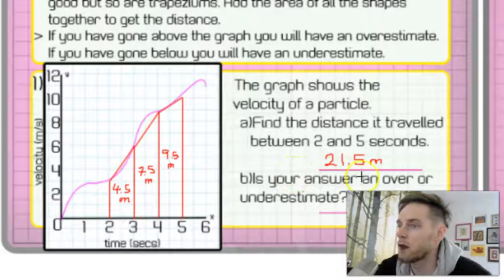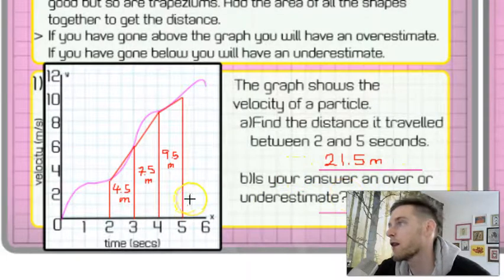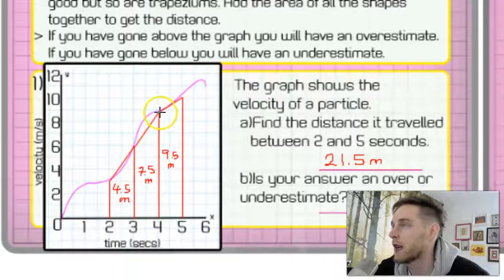All right, and is it an over or an underestimate? Well, it's tricky to see. We've gone over here, we've gone quite a lot under here, and then we're pretty much bang on there. All right, so what I would say is we're just an underestimate.